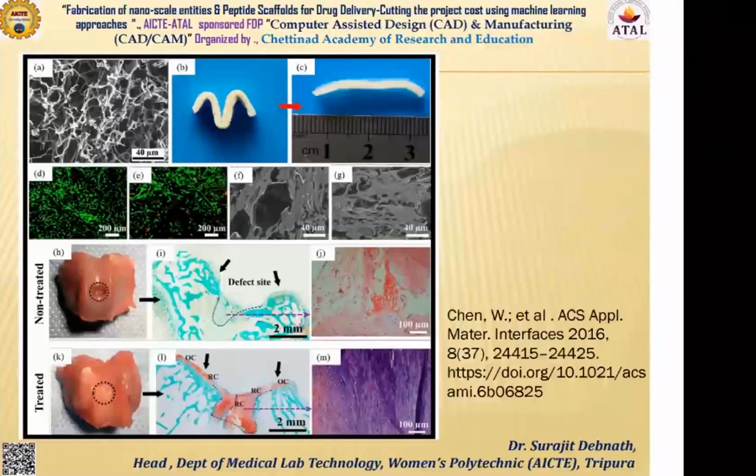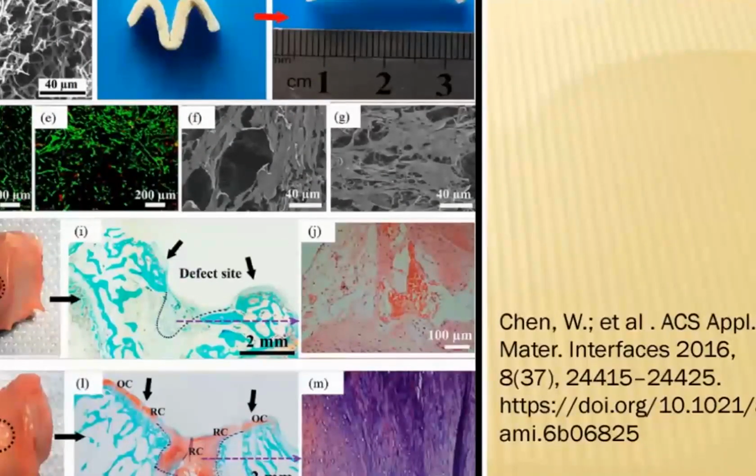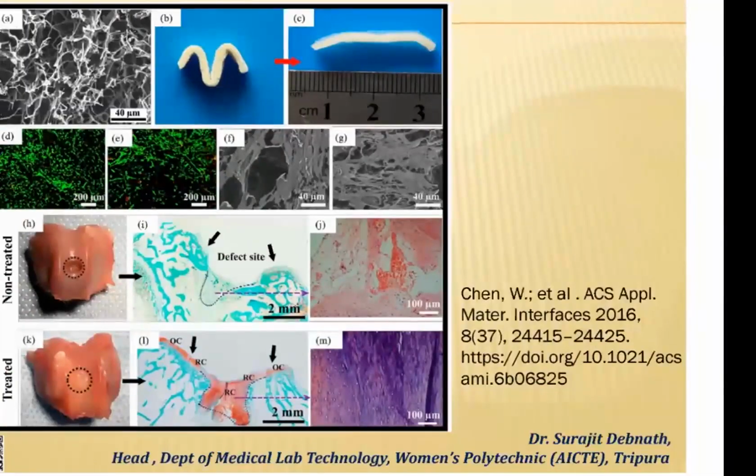So here are very good examples of it: after using a peptide-based nano scaffold, the wound healing at a particular site of a cartilage was excellent. This study was reported by Chen et al. in ACS Applied Materials and Interfaces. Excellent study they have made, where they have individually shown that in a peptide-based matrix, the growth of the osteoclast and osteocyte, or chondrocytes more specifically, will be much more. So if the chondrocyte growth is more and you can track the growth, it indicates that your strategy is good.